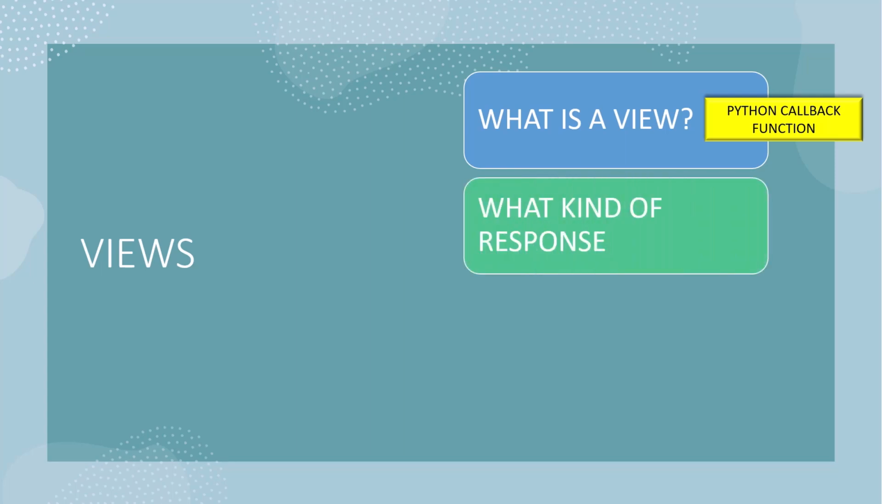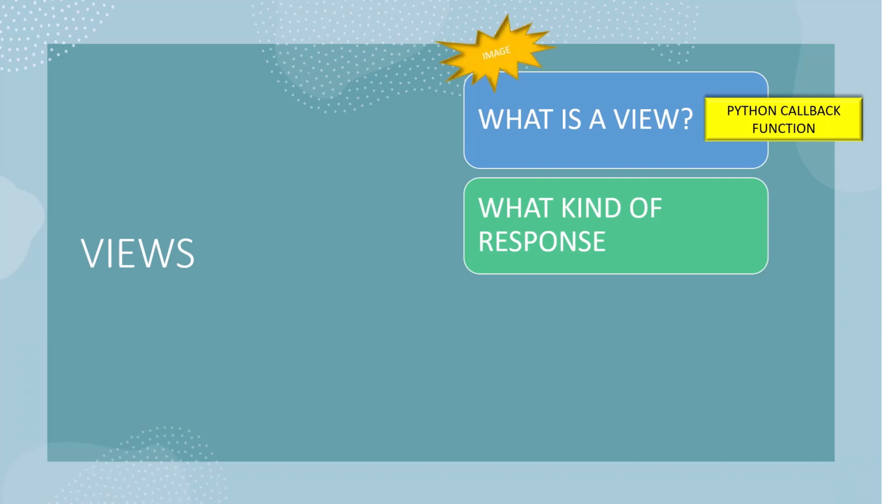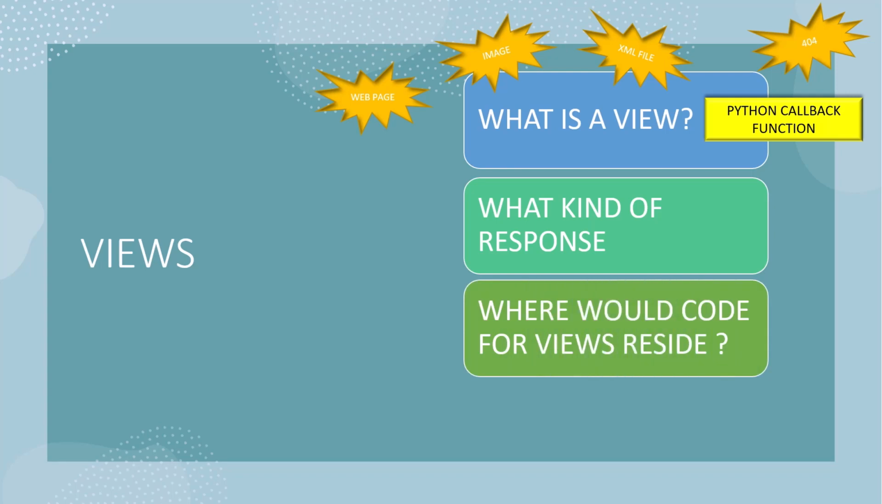What kind of response would a view return? We know it's an HTTP response from what I just said, but the response could be anything from an image to a web page with its HTML contents. It could be a 404 indicating there's no such URL or the page is not found. It could even be an XML file. Where would we store the code for the views? By convention, the code would reside in views.py.